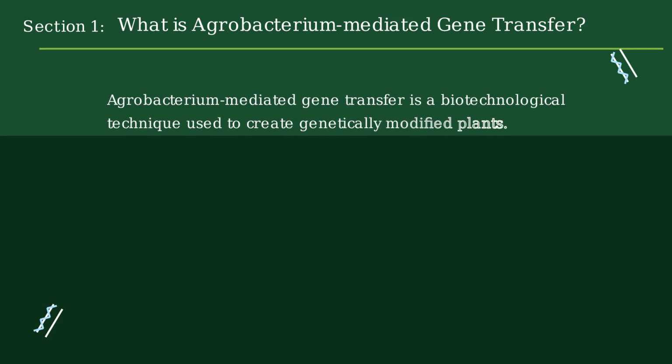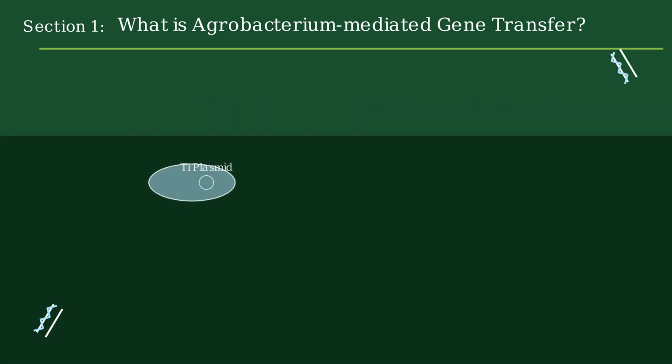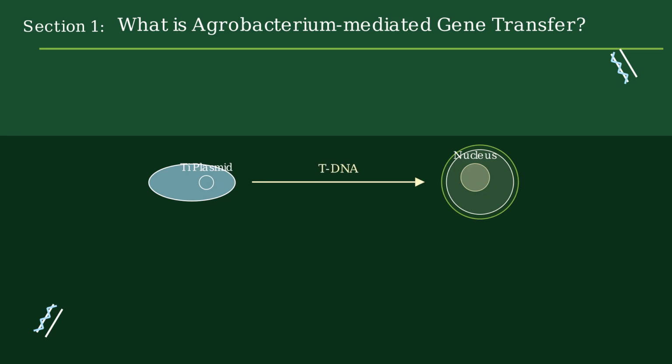Agrobacterium-mediated gene transfer is a biotechnological technique that uses soil bacteria to insert foreign genes into plant cells. This method has become one of the most widely used approaches for creating genetically modified plants. The technique uses Agrobacterium tumefaciens, a soil bacterium that naturally infects plant wound sites. What makes this bacterium special is its natural ability to transfer a segment of DNA, called tDNA, from its tumor-inducing plasmid into the plant's genome.